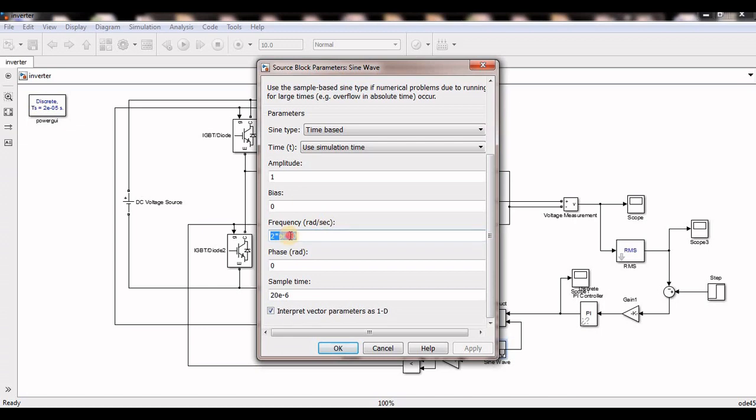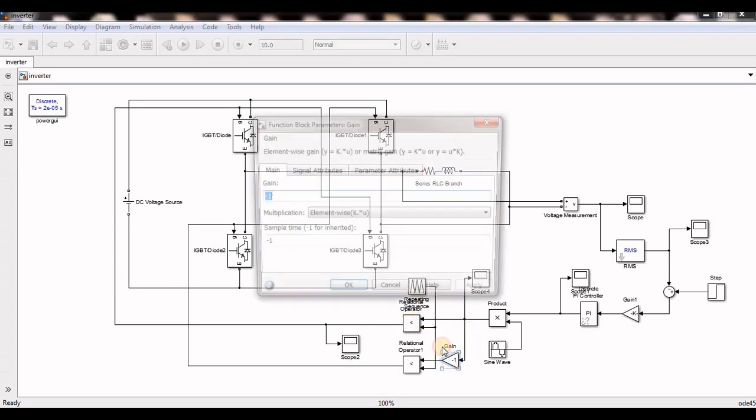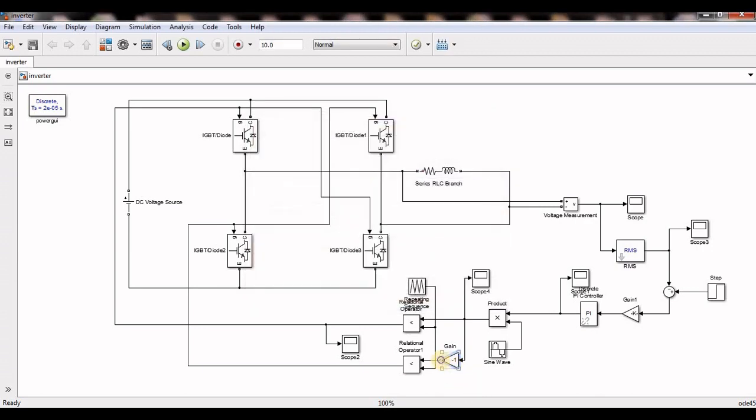So it is asking for radians per second, so 2 pi f, and this is my sample time. So once multiplying this VM or modulation index with the sine wave, I can get the VM sin omega t. This sine wave I am comparing with the triangular. So for the positive sine wave I am comparing with the triangular, and for the negative sine wave, by taking -1 I can get the negative sine wave. So the negative sine wave I am comparing with the same triangular.